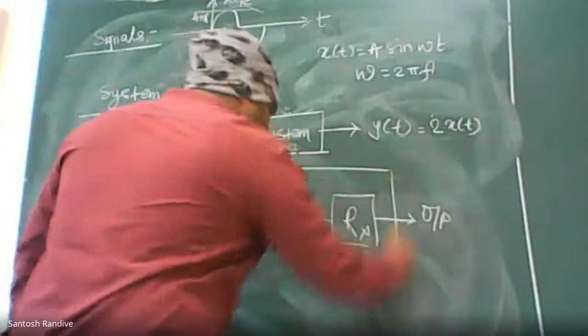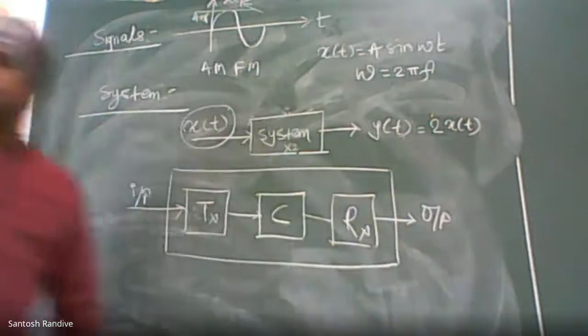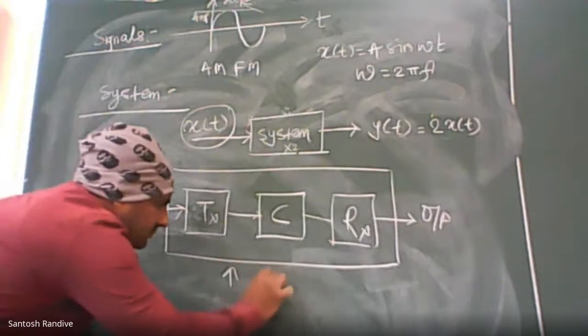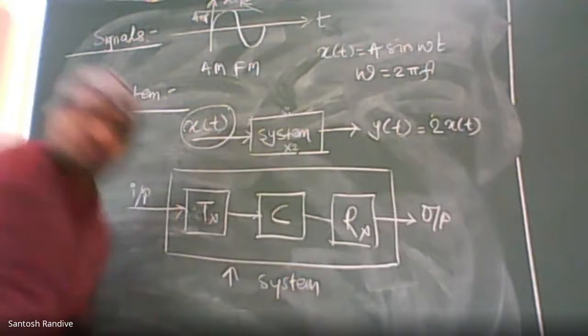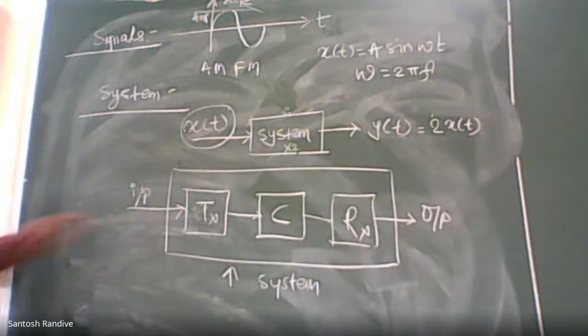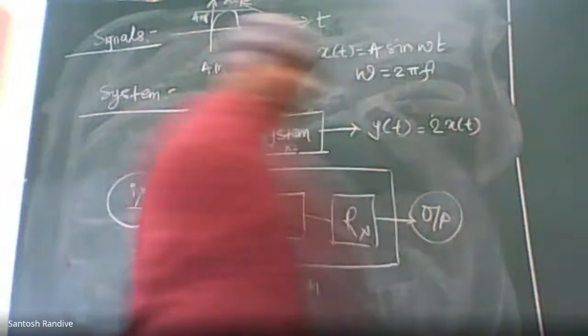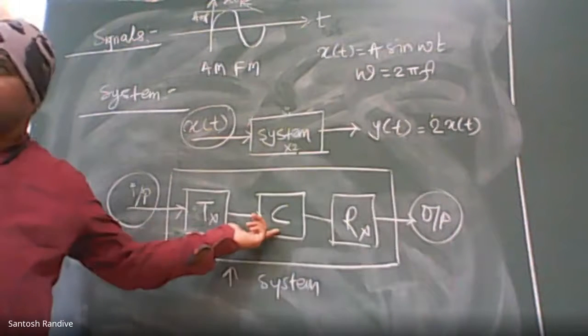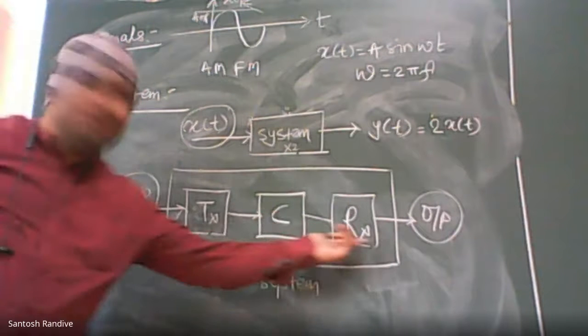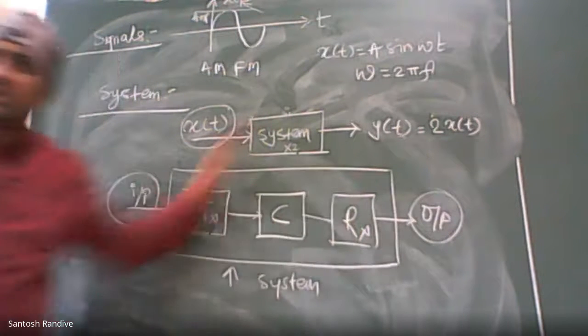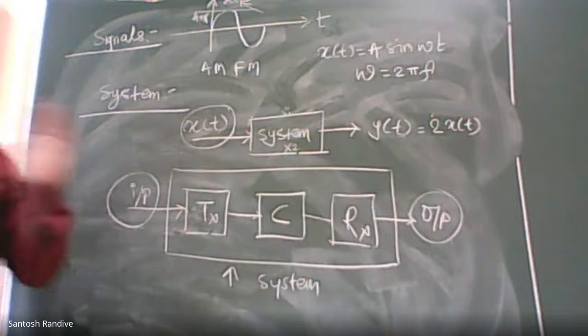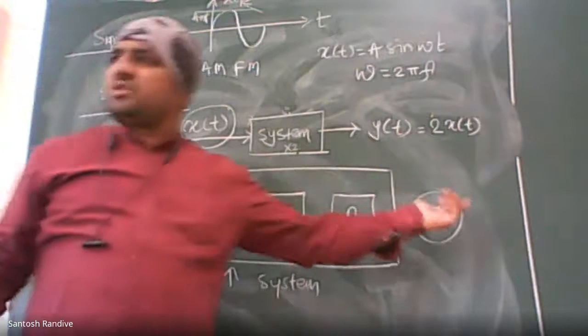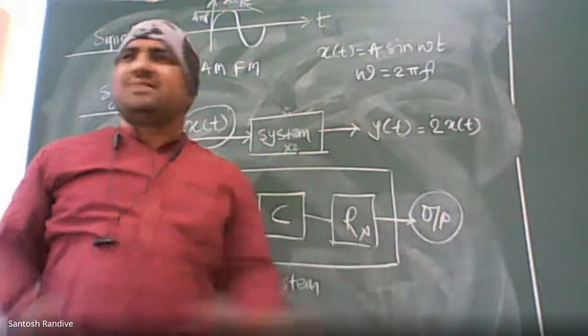So this block, can I call it a system? Can I call it a system where the input to the system is audio, the output of the system is audio, but the processing is transmission, channel, and then receiver? So this total is called a system. Input to the system, which will produce some output.